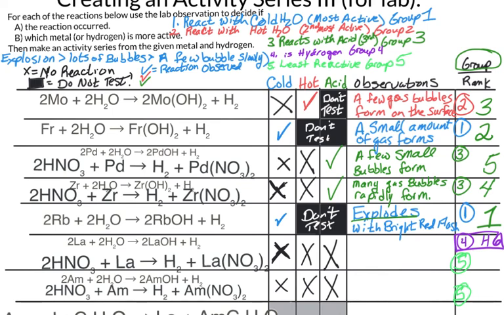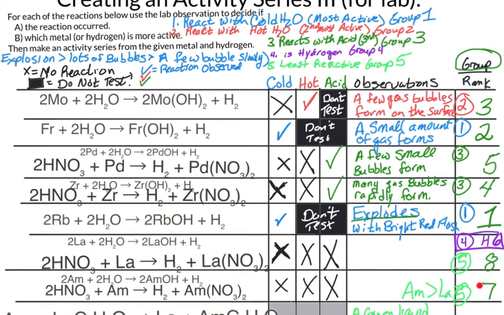And in this reaction, we do see that a green liquid forms. I'm assuming that that means there was a reaction because we saw a color change. So that means this does react. And that tells us that the americium is above the lanthanum. And those are the last two in our activity series.